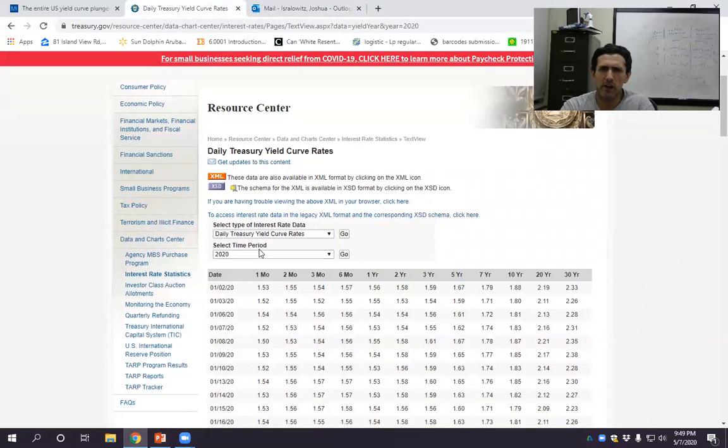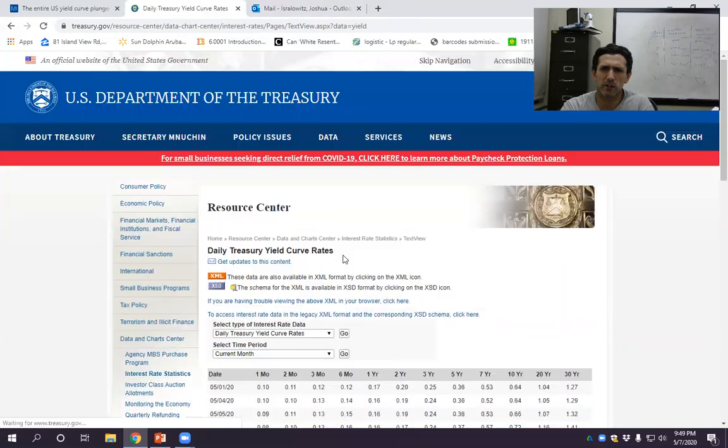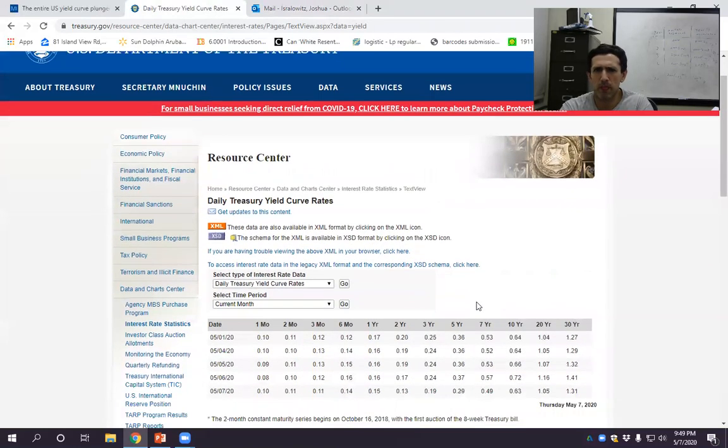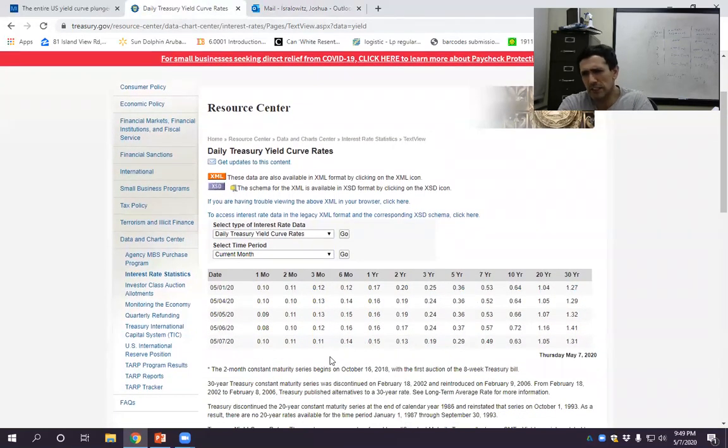On the other hand, let's look at the yield curve today. Let's actually do it literally today, May 7th. And you do see that this is increasing.